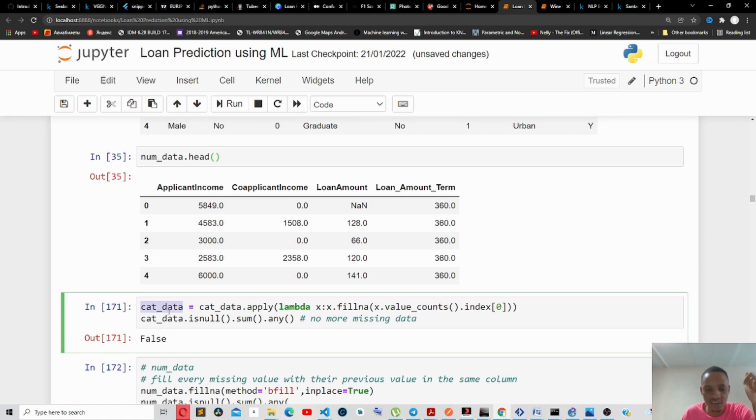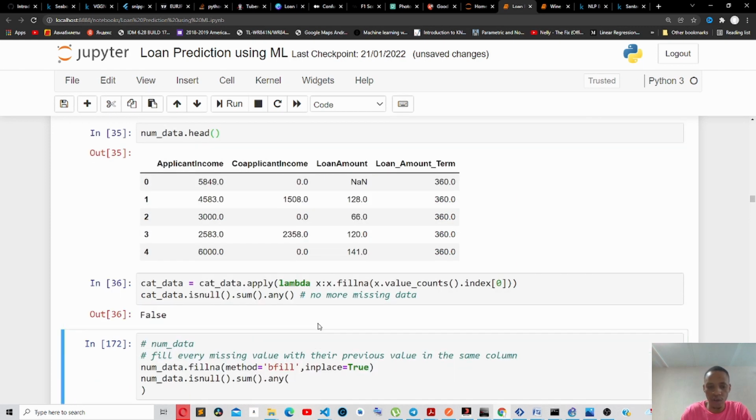So the next thing that we are going to do is say the categorical data is equal to categorical data dot apply. We are going to use a lambda function to fill in the missing values, right? So we are going to use the lambda function to fill in the missing values, right?